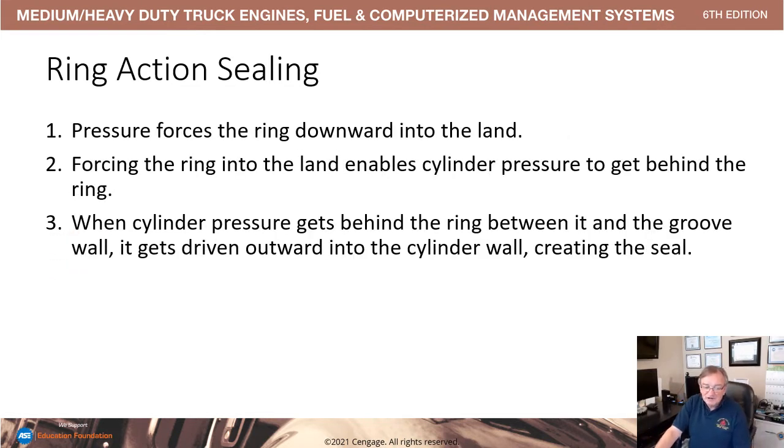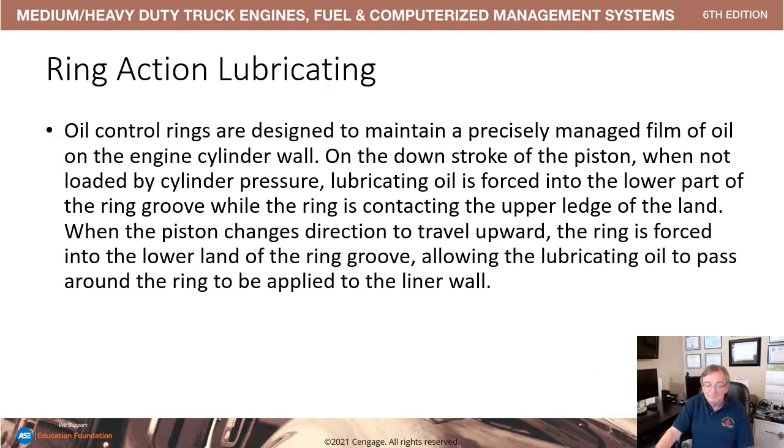Ring action sealing. Pressure forces the ring downward into the land, so the ring is being pressed down into the land, or the piston ring groove, as it's also called. Forcing the ring into the land enables cylinder pressure to get behind the ring. When cylinder pressure gets behind the ring and the groove wall, it gets driven outward into the cylinder wall, creating the seal. This happens instantaneously.